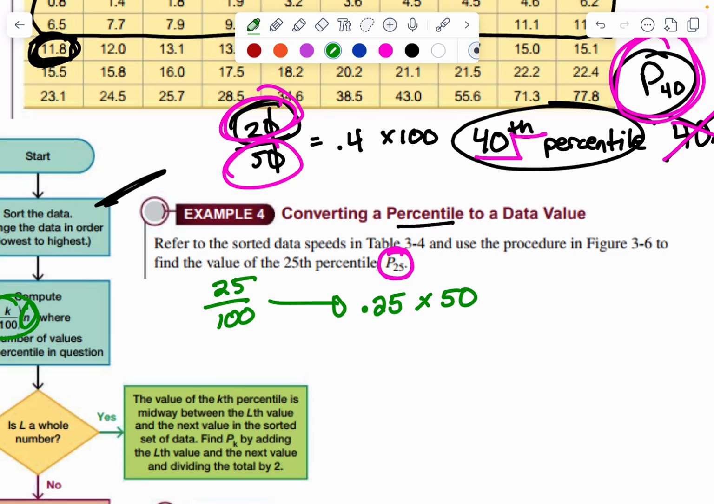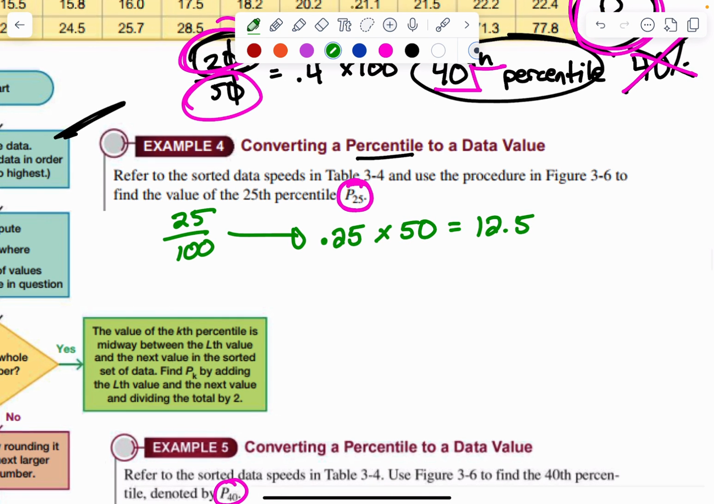Now I got to go get my calculator. It's in the other room. Hold on. 0.25 times 50 is like 12.5, I think, or something like that. Let me check. Yeah, it has to be 12.5. That was silly. 0.25 times 50 is 12.5. Okay, equals 12.5.